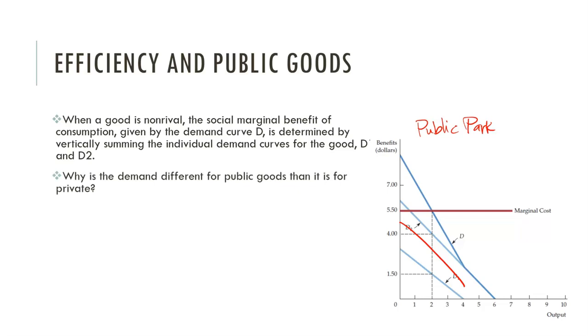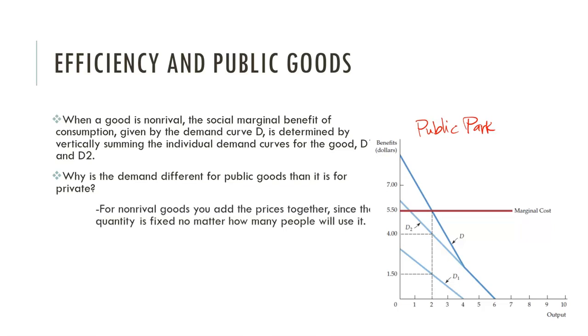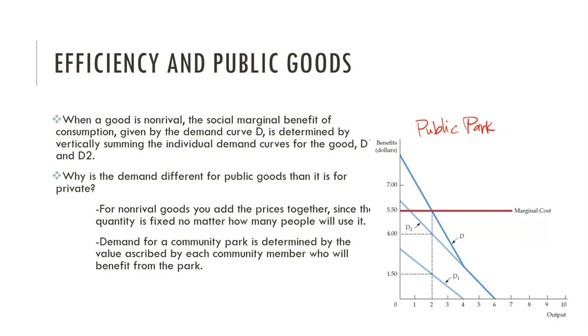So this is different than private goods because it is non-rival. If I used the park and then the park disintegrated and we had to build a new park, then it wouldn't happen this way. We'd have to add them horizontally the same way. So for non-rival goods, we add the prices together since the quantity is fixed, no matter how many people use it, but that value keeps increasing the more people use it. So demand for a community park is determined by the value each community member gets from the park. So if you have more community members, more people using the park, that benefit goes up.